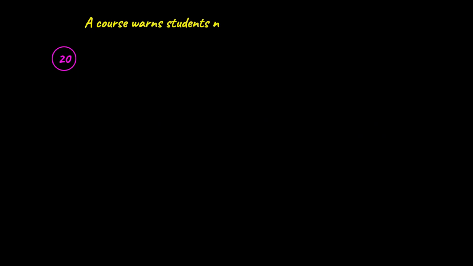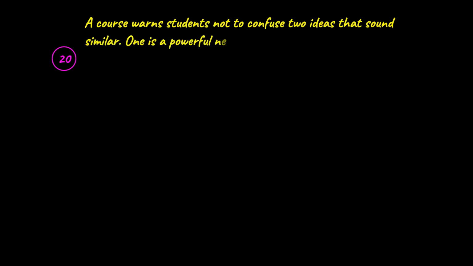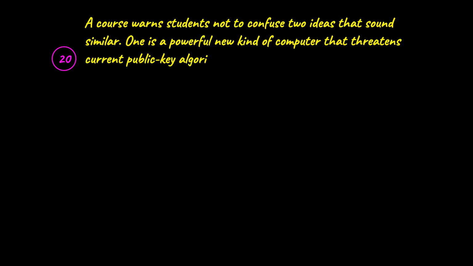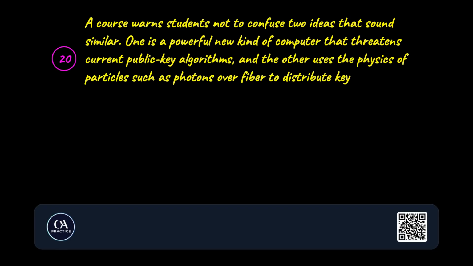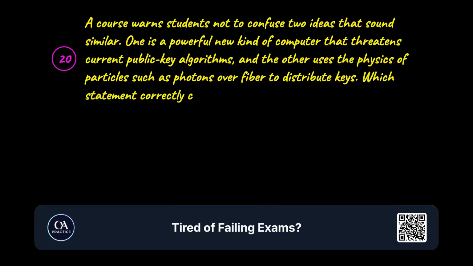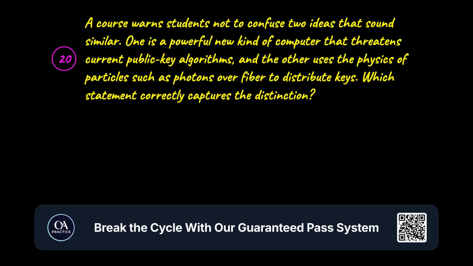Question 20. A course warns students not to confuse two ideas that sound similar. One is a powerful new kind of computer that threatens current public key algorithms, and the other uses the physics of particles such as photons over fiber to distribute keys. Which statement correctly captures the distinction?